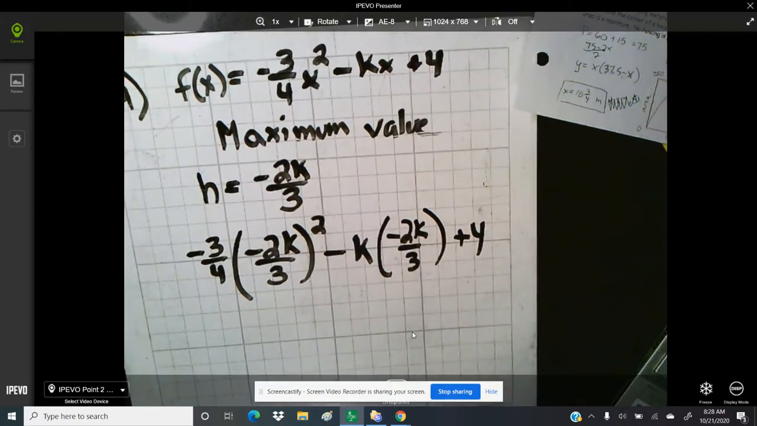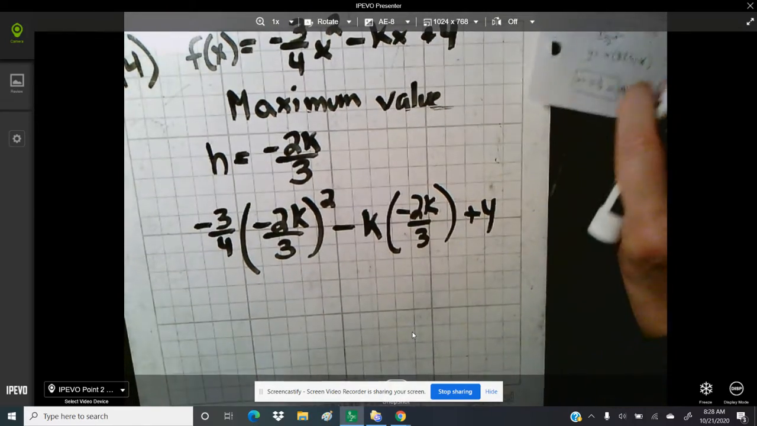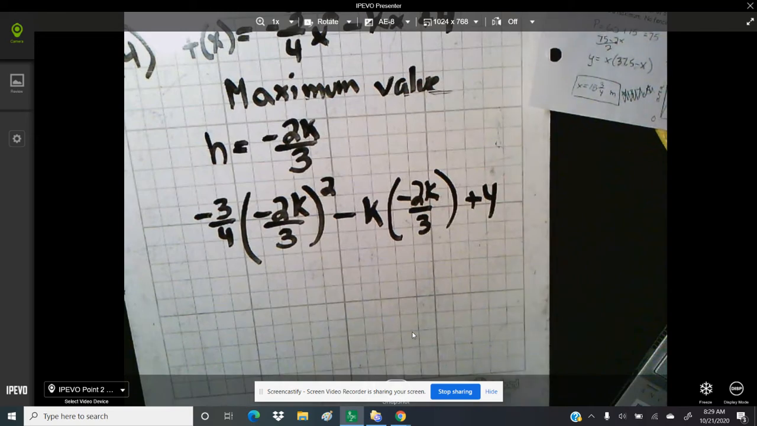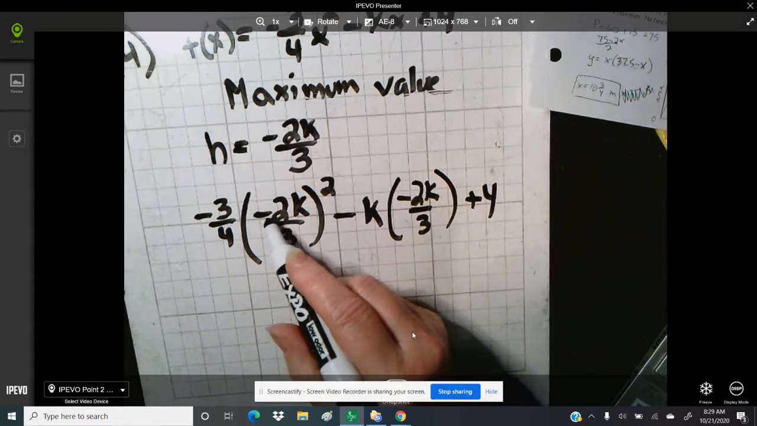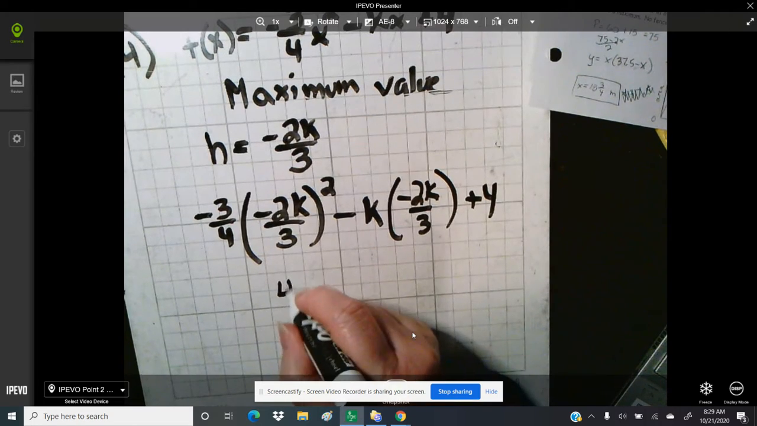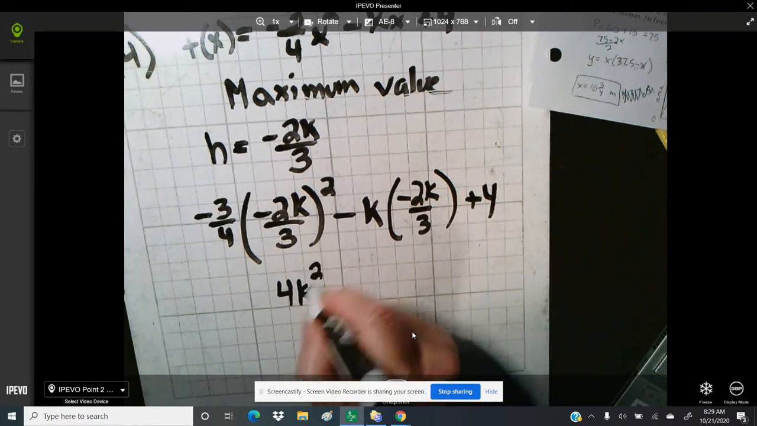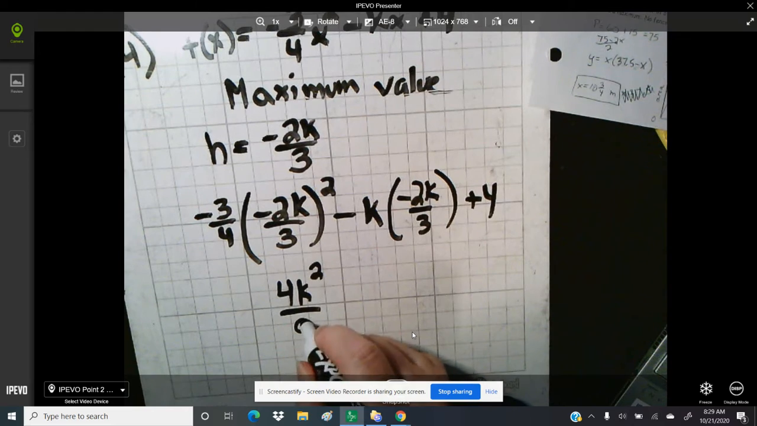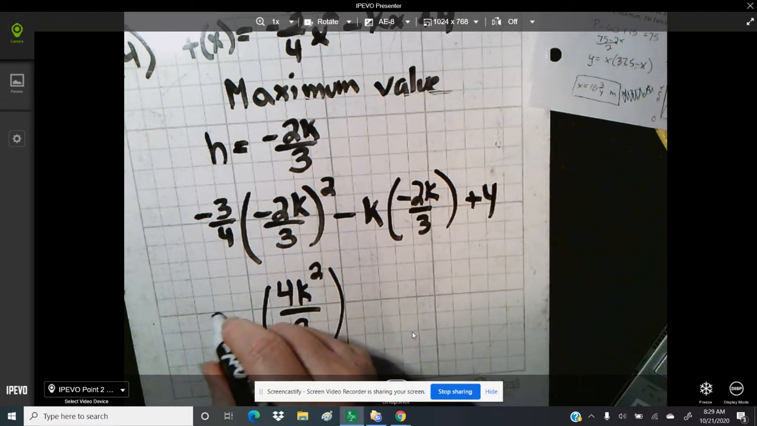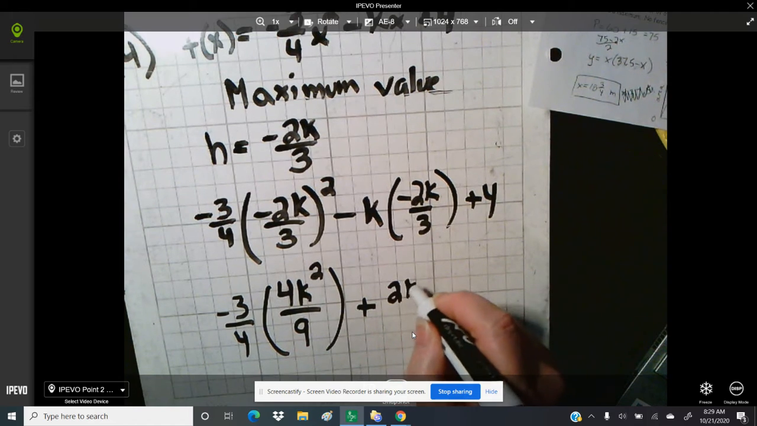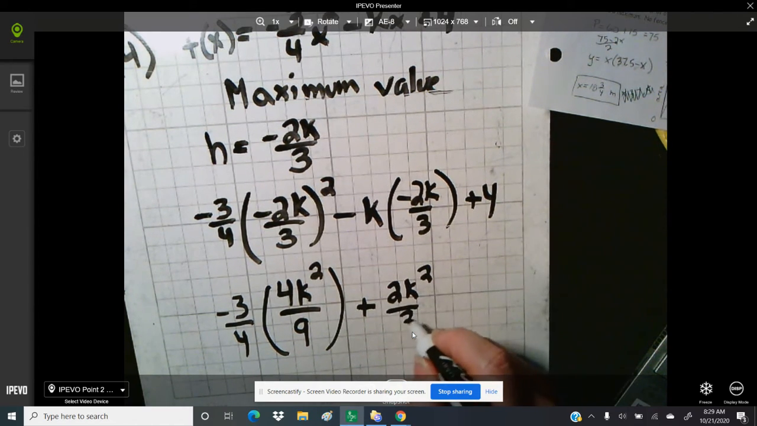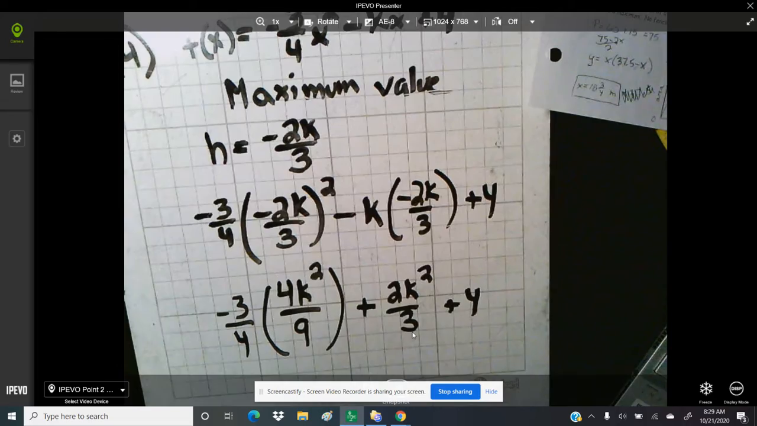So you can see this is really more of an exercise in simplifying all the algebra down. Let's square this term. Minus 2 squared will be a positive 4, k squared will be k squared, and 3 squared will be 9. I still have to multiply by the minus 3/4. Let's multiply these together. A negative times a negative will be a positive. This will give me 2k squared all over 3 plus 4.